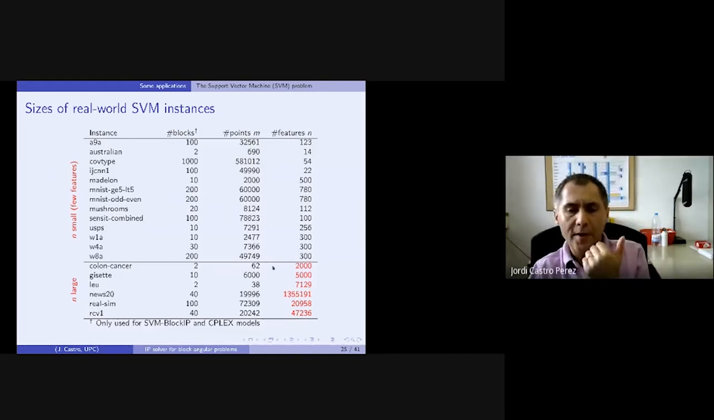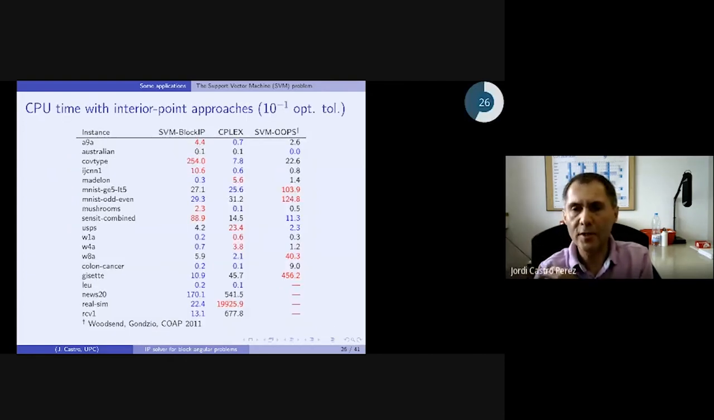Current interior point methods have been very good at the solution of this kind of problem, probably with few features. But when you have a large number of features, we'll see now that current interior point methods cannot solve this kind of problem. Let me show some preliminary results. These are results using my algorithm, Block IP, for support vector machines, Cplex, and this code, which is probably today, up to now, the best code for support vector machines based on interior point methods. It's a code developed by Gondzio at the University of Edinburgh.